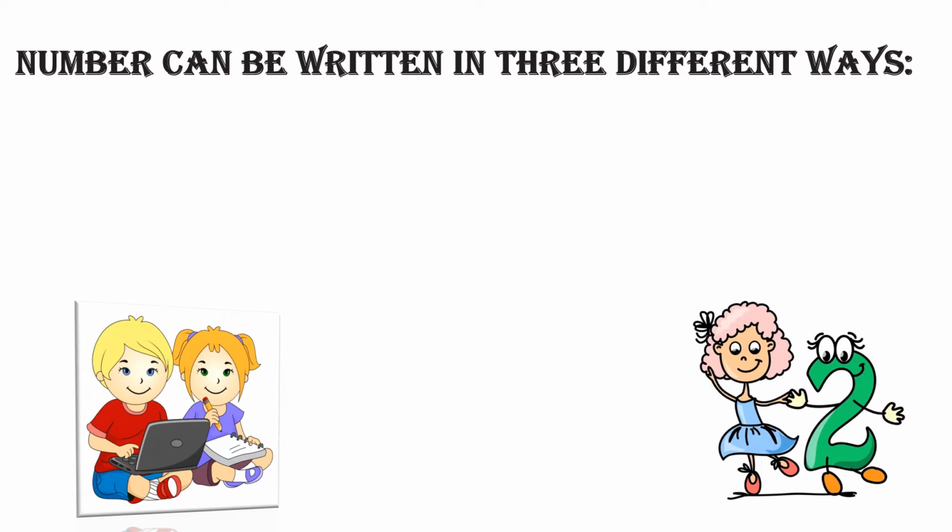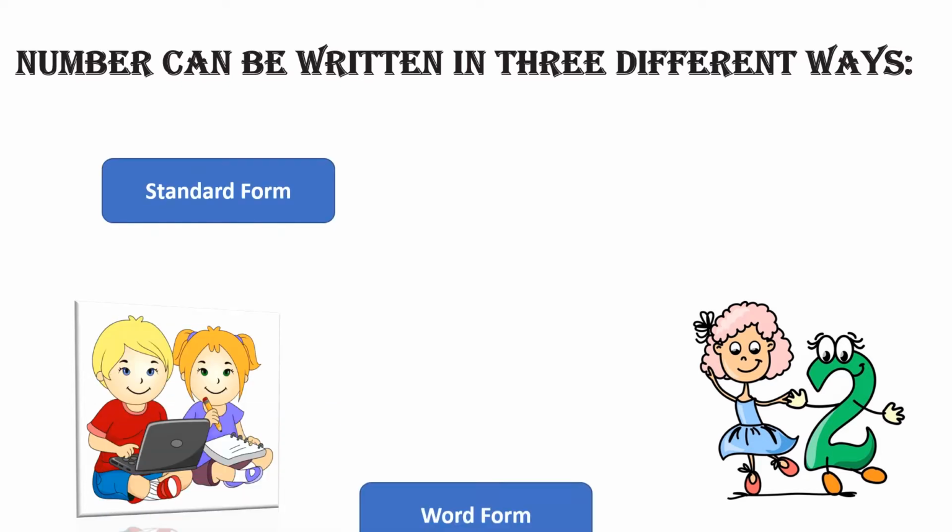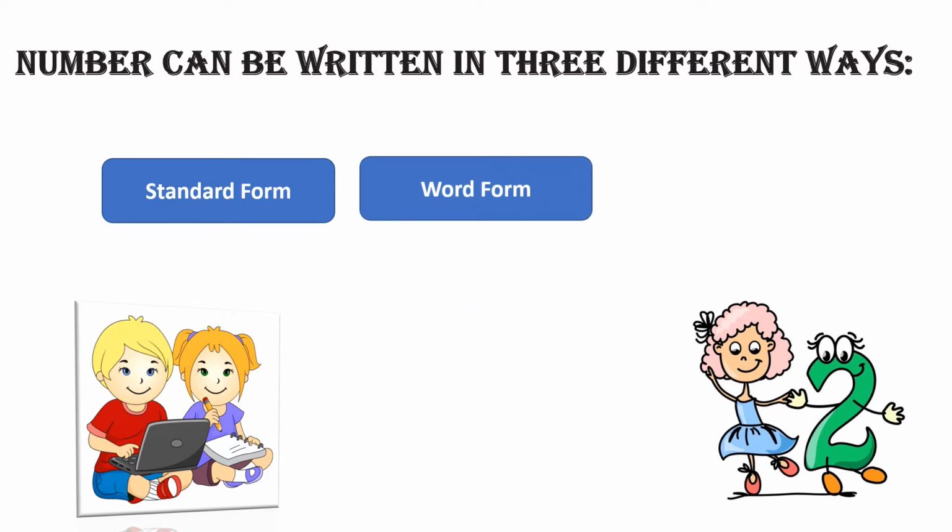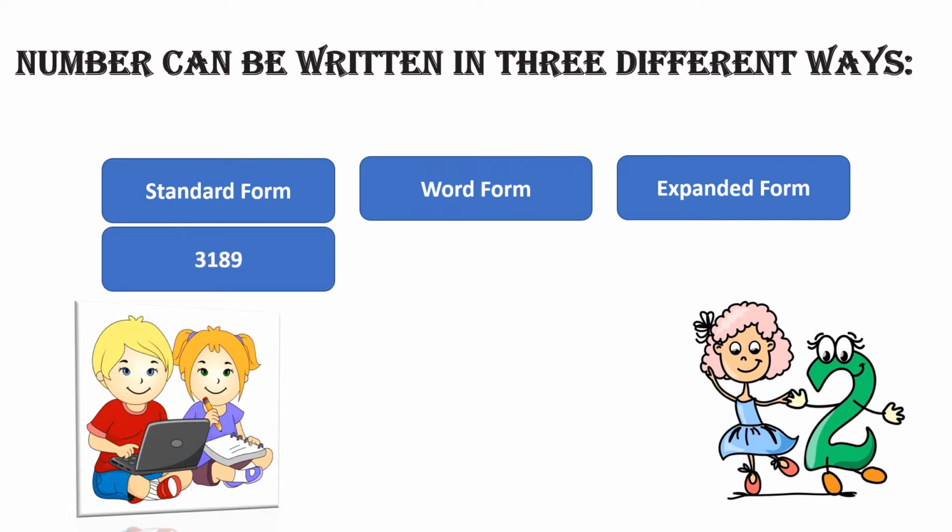A number can be written in 3 different ways. Let's see how we can write the same number in 3 different ways. The first form is standard form, next is word form, and the third is expanded form. So, what do you mean by standard form? Let's see with an example. So 3189, if we write using the digits, it is the standard form.